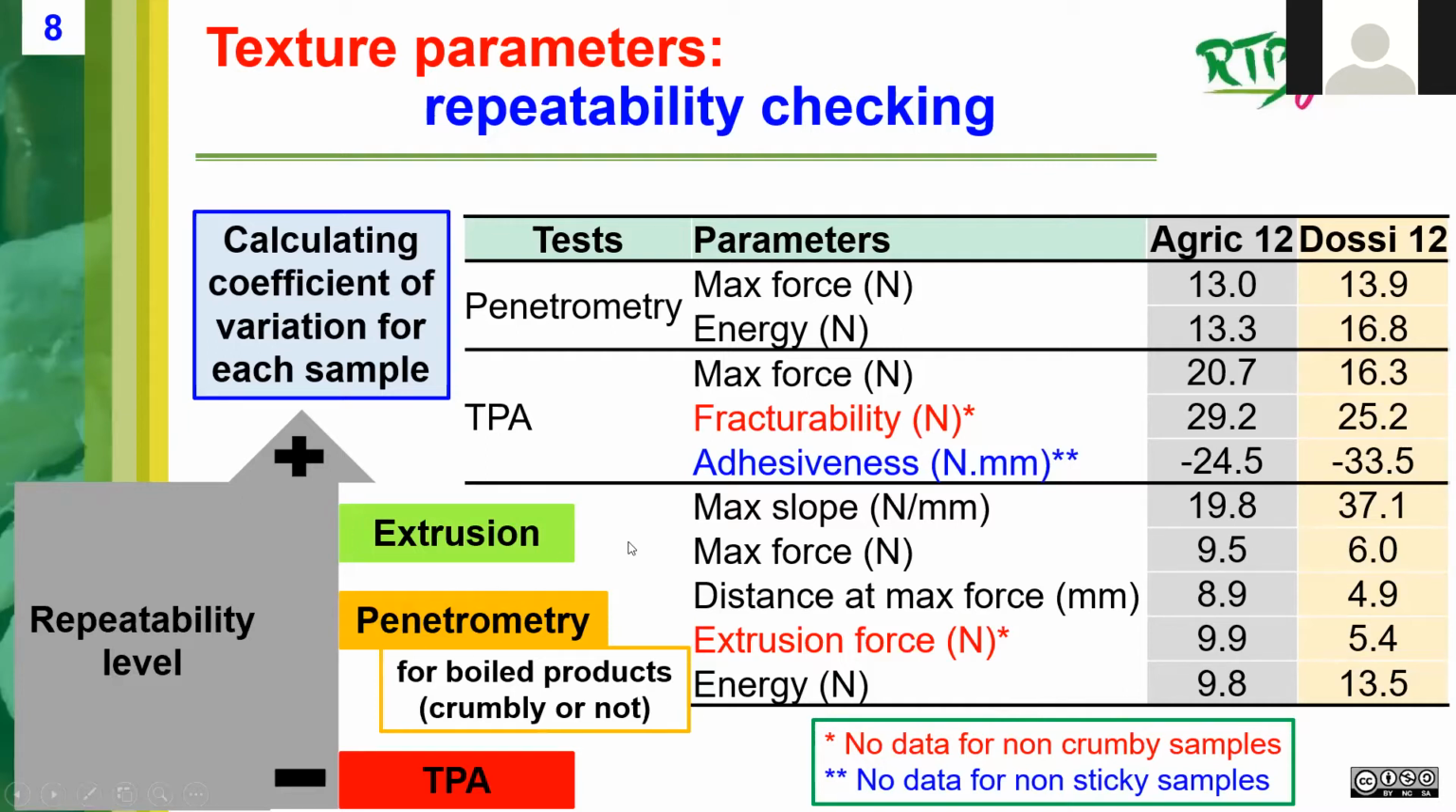So we can conclude that extrusion gave better repeatability, but remember that from the CIAT protocol, we know that extrusion is not suitable for the non-Noncrumbly samples. So we can recommend to use penetrometry test for boiled product, either Noncrumbly or not.